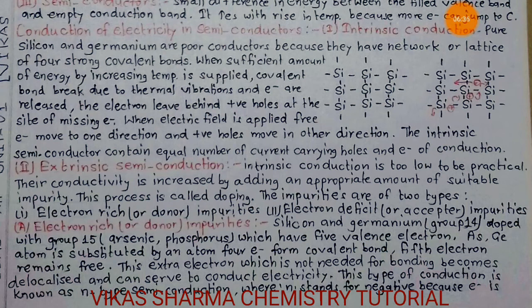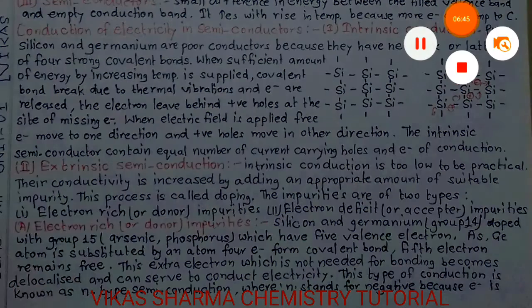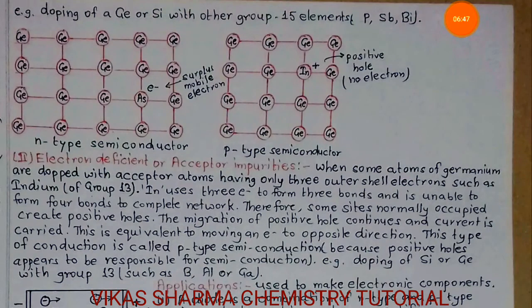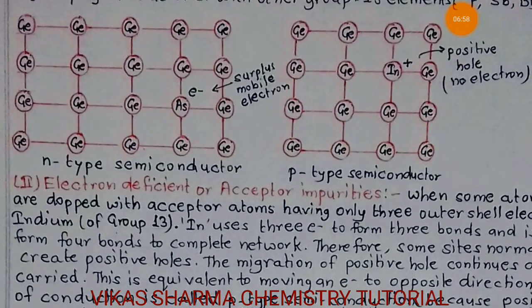electricity. This type of conduction is known as N-type semiconductor, where N stands for negative because the electron is the carrier. You have seen doping of germanium or silicon with other group 15 elements: phosphorus, antimony, bismuth. So these form the N-type semiconductor. An electron is free to conduct electricity, giving surplus mobile electrons.